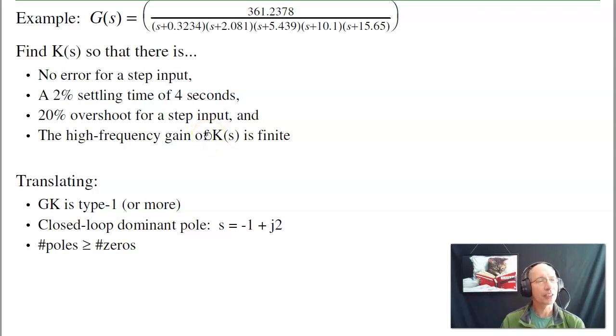Now translating, what that means is I want a type 1 system that gives me no error per step input. The real part of the closed-loop dominant pole should be -1. The damping ratio should be 0.4559, gives me 20% overshoot. Put those together, that says my dominant pole is at -1 plus j2. And however many zeros I add with the compensator, make sure you add that many poles as well. So the number of poles has to be at least as equal to the number of zeros.